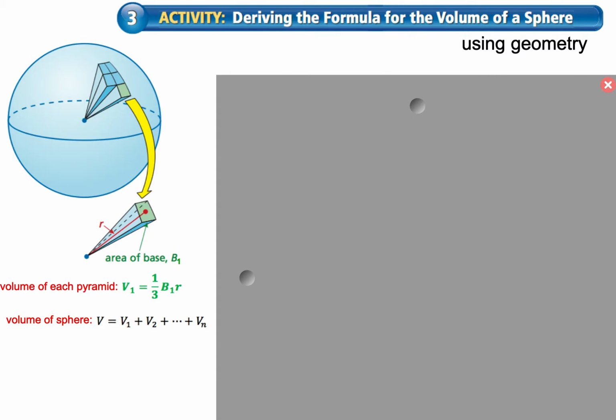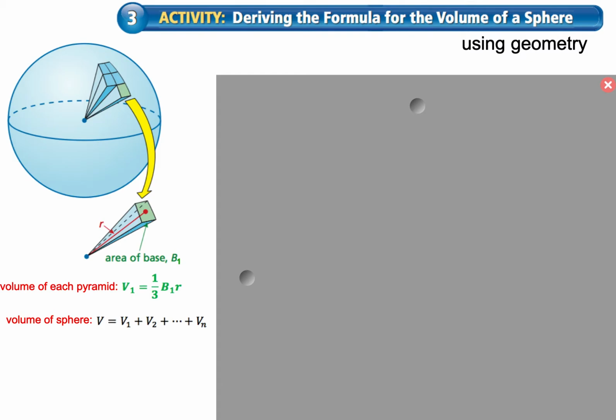So what we would do with this, the area of that base, we're just going to call it B1, B1 just being one section, one of the base's areas. And then each of these pyramids is 1/3 B1 times r, r being the height or radius of the sphere, so it's the height of each of these pyramids.